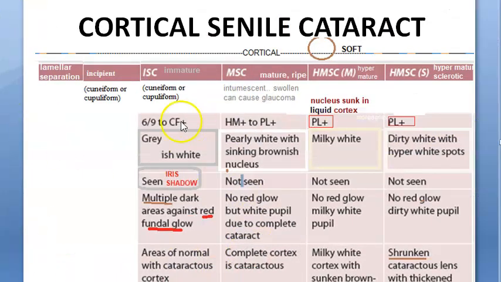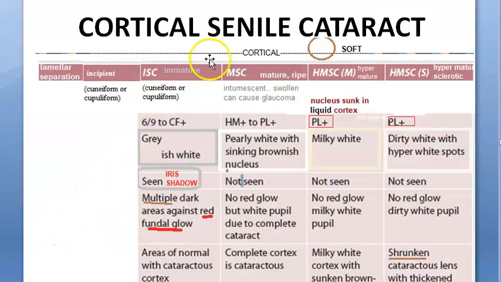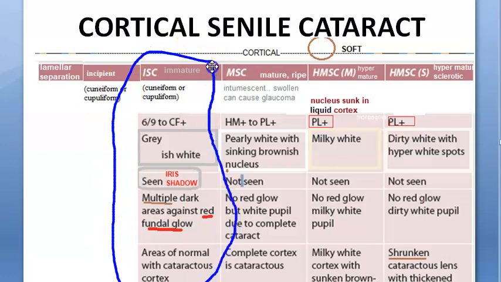Then look at the colors here. Initially it is grayish white, remember gray, then it becomes pearly white, and when mature it becomes milky white, then dirty white. Gray, pearly white, milky white, dirty white. This is how the color is changing. A lot of other features are there. Let's look at them one by one. Now we are at immature, right? So let us look at immature cortical senile cataract. In this stage, you can recognize the cuneiform or cupuliform patterns. You can actually see the cuneiform and cupuliform pattern.